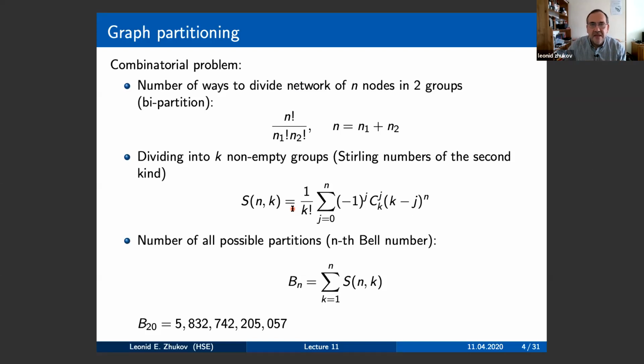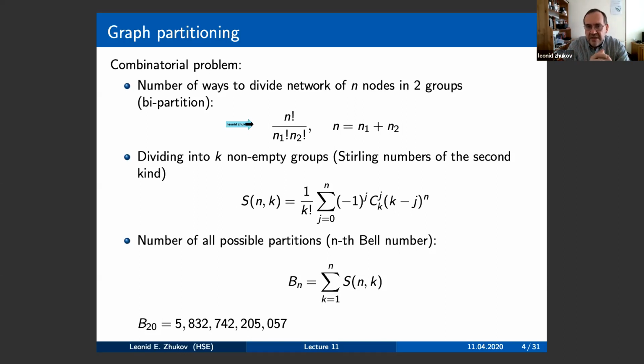The way to understand this, let's look at this formula, where this formula is coming from. If I just try to solve a very, very simple task of dividing n nodes or n objects into two groups, I'm trying to calculate how many ways there are to divide n objects into two groups of different sizes. If the size of one group is n1 and the size of another group is n2, together they should form all the objects. But the number of ways is actually huge.